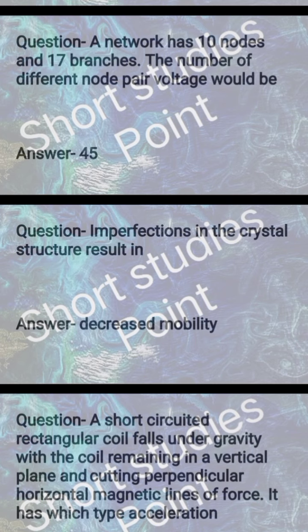Next question: a short circuit rectangular coil falls under gravity, with the coil remaining in a vertical plane and cutting perpendicular horizontal magnetic lines of force. It has which type of acceleration? Answer: constant acceleration.